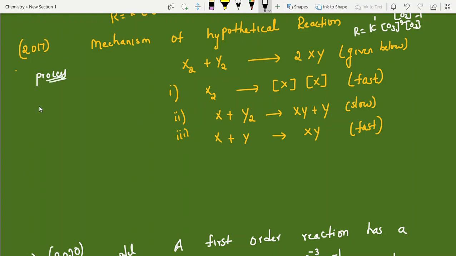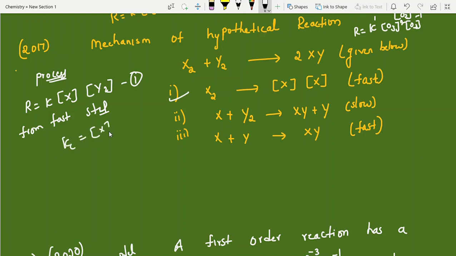Slow step, you can take the rate law. R equal to K into X into Y2. Right? Let it be equation 1. From the fast step, you can select the common term. From the fast step, what will you write? Concentration Kc equal to X into X by X2. Right? So definitely a common term is there, no? X you have to bring one side. First you can simplify, Kc equal to X square by X2.